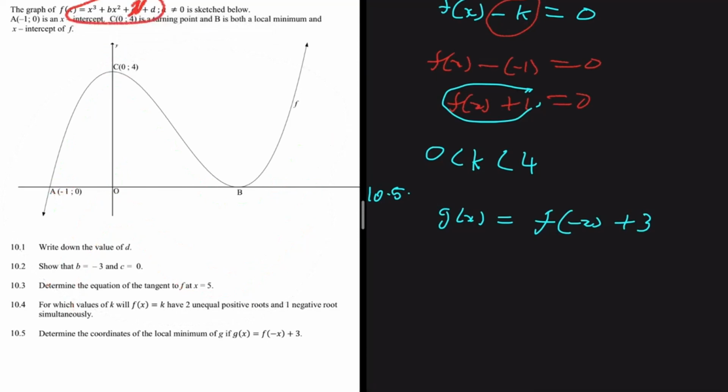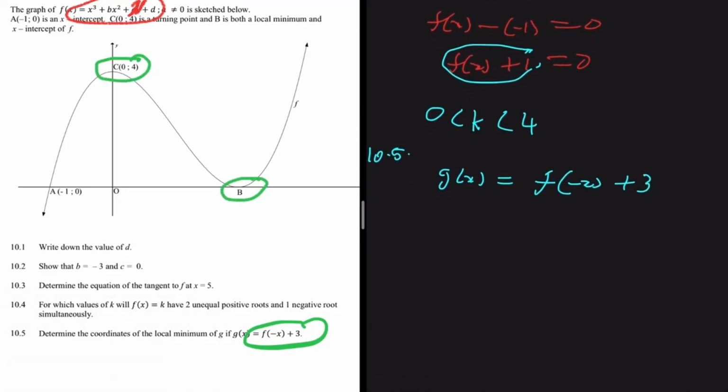So the local minimum if g of x is equal to f of minus x plus 3. You can see that g of x is the transformation of f of x, right? So let's find the local minimum of f of x and do the transformation, and then we're going to find the coordinates of the local minimum of g. The local maximum of f of x is here at C, and the local minimum is here at B, right? So if we find the coordinates of B, then we can apply the transformation like I'm saying, and then find the coordinates of the local minimum of g.